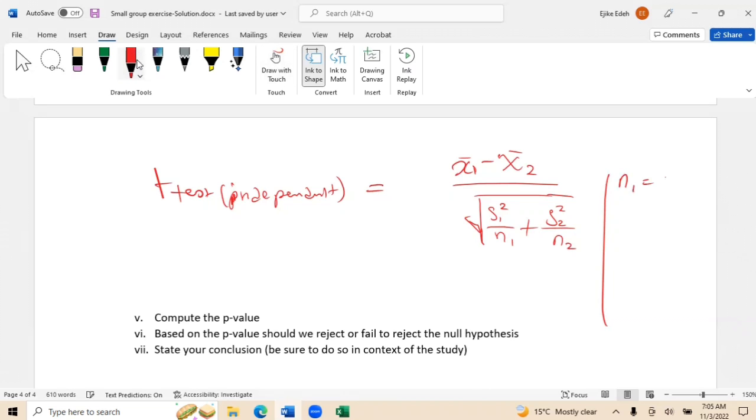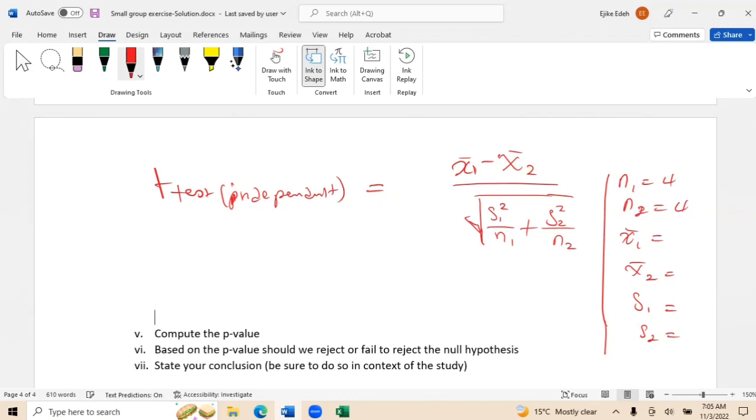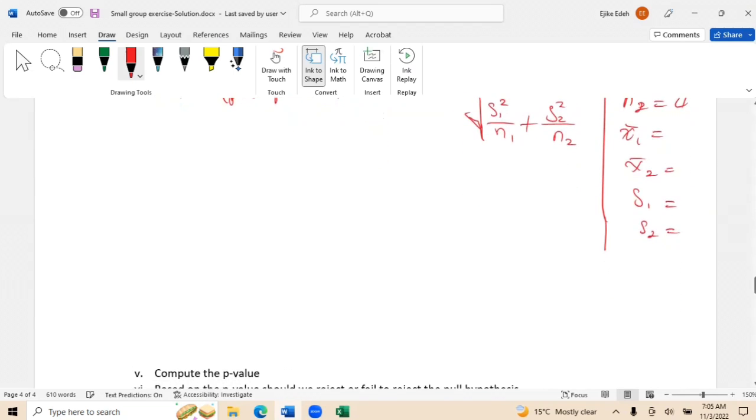So N1 will be 4, N2 will be 4. X bar 1, we need to get that. X bar 2, we need to get that. Standard deviation of group 1, we need to get that. Standard deviation of group 2, we need to get that as well. That way, when we are done, I can put it in here and raise it to the power of 2. So let's move down to it.